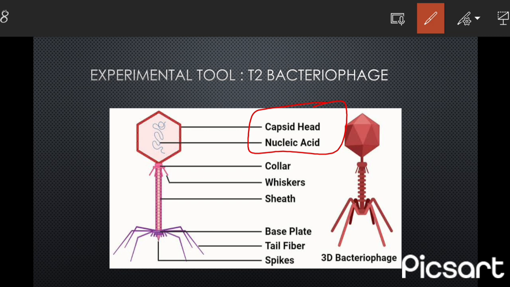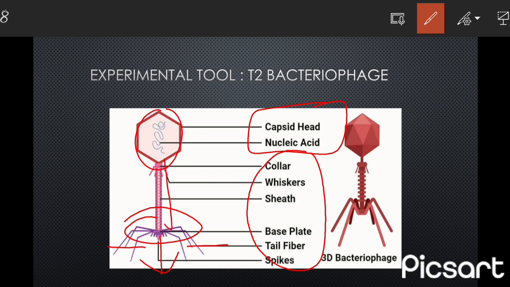These are the body parts of the bacteriophage. They have a collar, whiskers, a sheath, and basal plates for attachment. They have tail fibers and spikes. The spikes will introduce the viral DNA inside the bacterial cells. And this is the outer protein coat. So this is the structure of T2 bacteriophage.